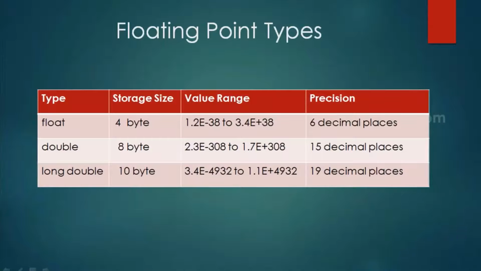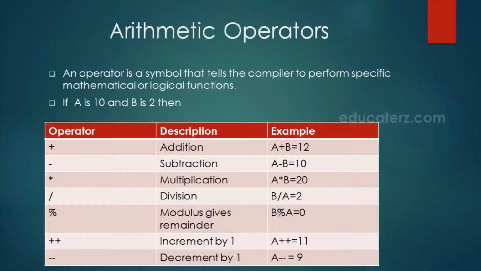Then we have float, which takes 4 bytes, double takes 8 bytes, whereas long double takes 10 bytes. Now in float, double and long double, you can see the precision is different. Float has 6 decimal places, double has 15 decimal places, whereas long double has 19 decimal places. So as per requirement, we can use these data types.